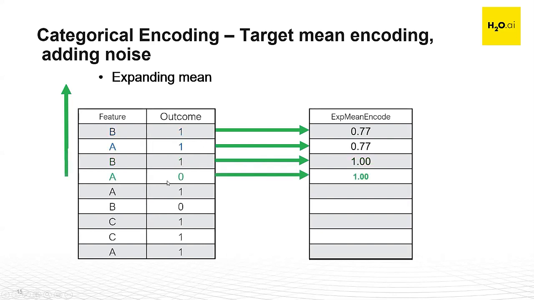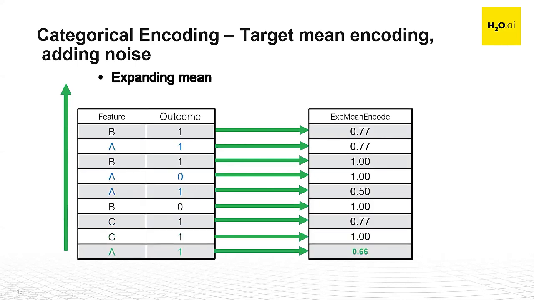And same for the second A, because the only previous A had 1, the average is 1. But that changes when I encounter the new A value. Now I have seen 2 previous A values that have an average of 0.5, a 1 and a 0. So this is how it follows the same logic. This is how you can encode this feature, introducing this bit of noise in order to make certain that you don't compromise your results. You never include information from the same row when you recode this feature.